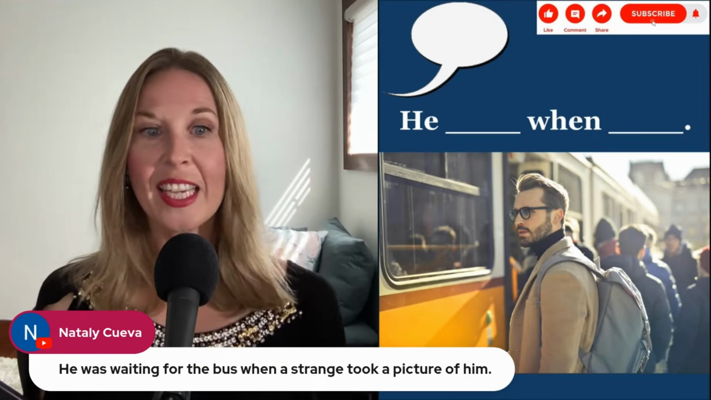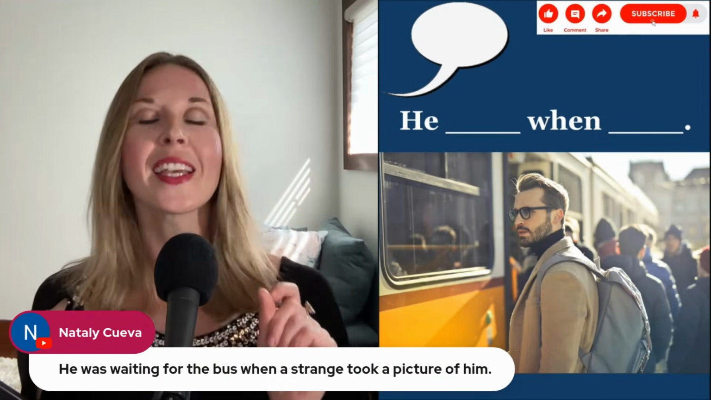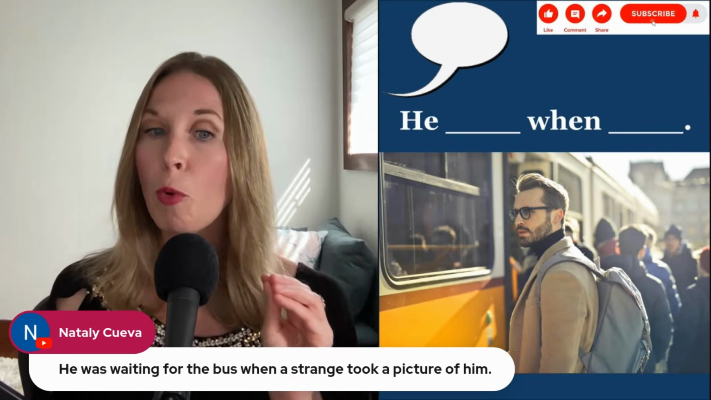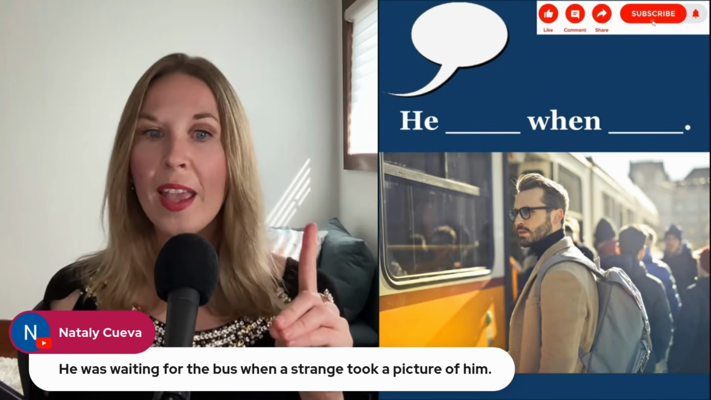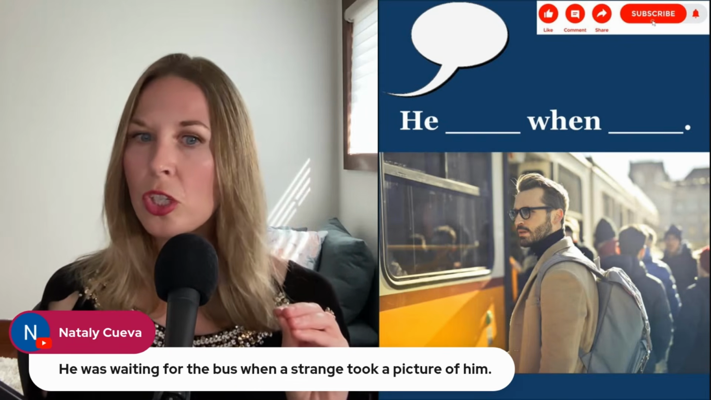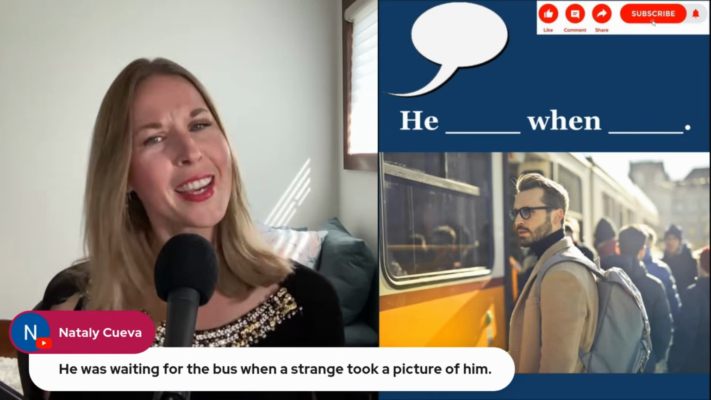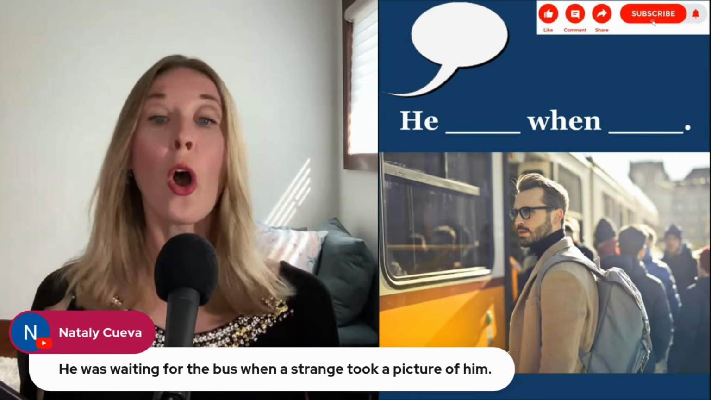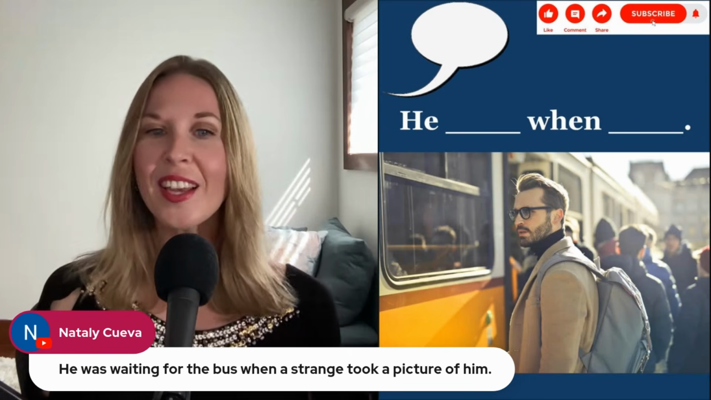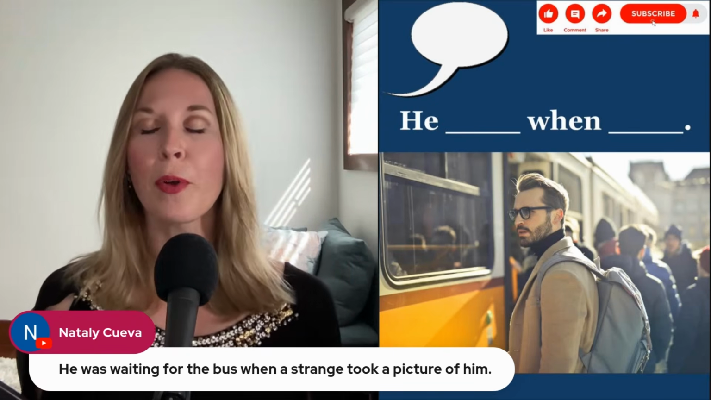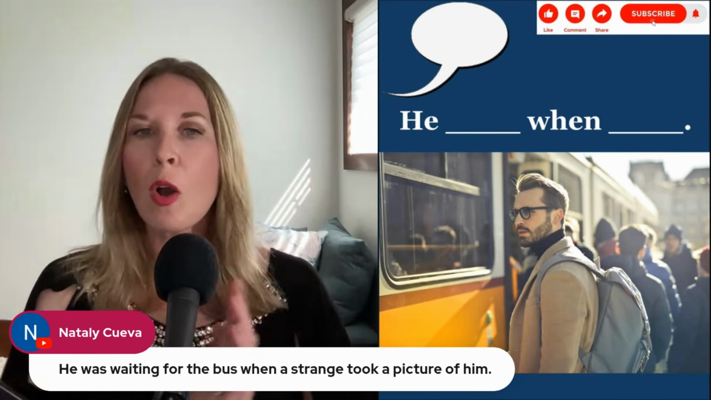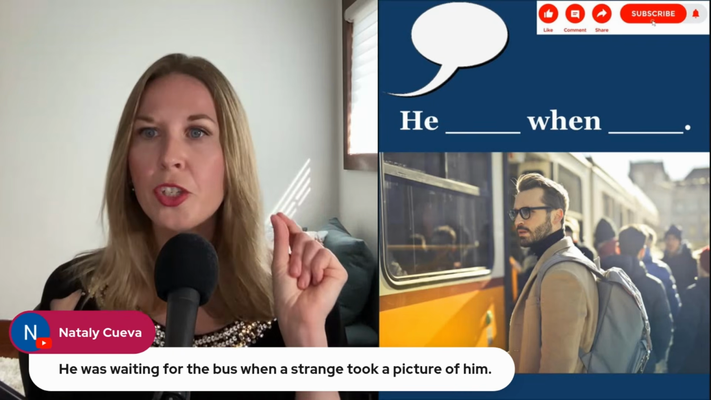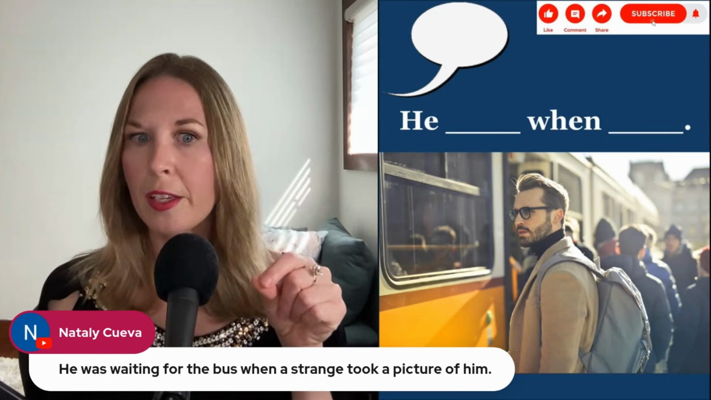Natalie said he was waiting for the bus. Exactly. He was waiting for the bus when a strange took a picture of him. I like that. Very nice example sentence because his face, he does look a little shocked, perhaps. So that is a really nice example. Very creative. Now, there's just one issue with the word strange.